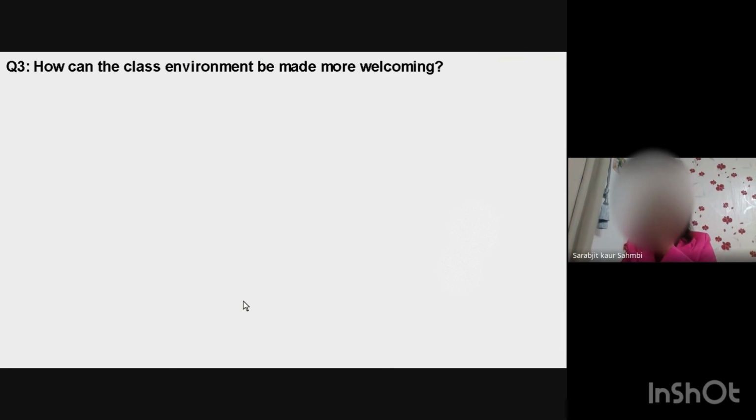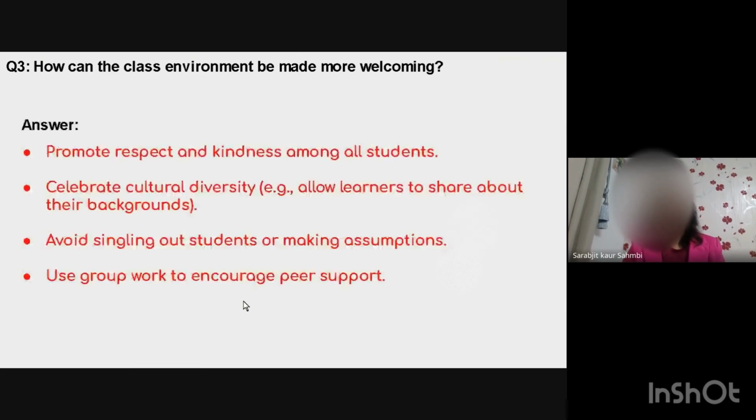The next question was, how can the class environment be made more welcoming? Here are some examples. Promote respect and kindness among all students. Just make a ground rule in your class: respect everyone, get respect. When you give respect, you get respect. So promote respect and kindness among all students.